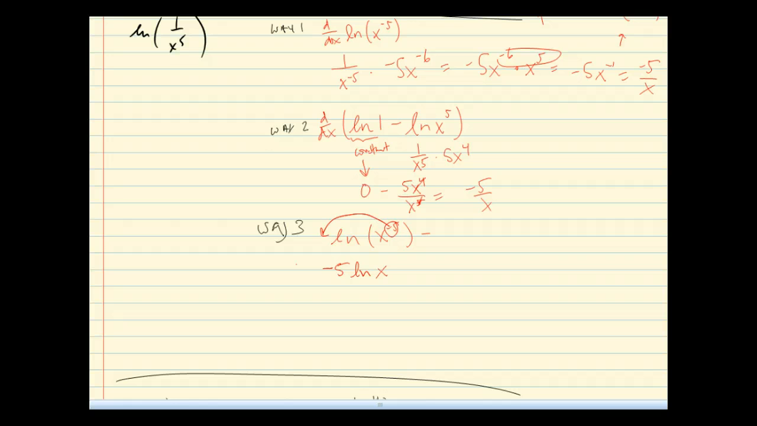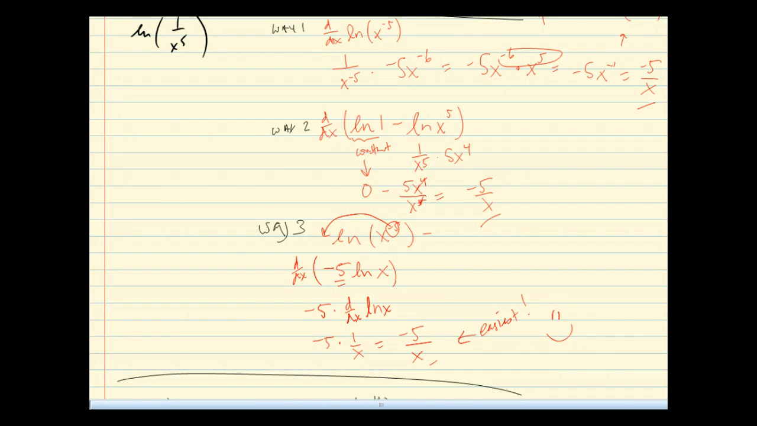So now, when I go to take the derivative of that, we have the derivative of a constant. We can just put that out in front, and then just take the derivative of what's left, which is the natural log of x. That's just negative 5. And then the derivative of the natural log of x is 1 over x, so we get negative 5 over x. Same answer 3 different ways. If you ask me, this one's the easiest. Yay, calculus.